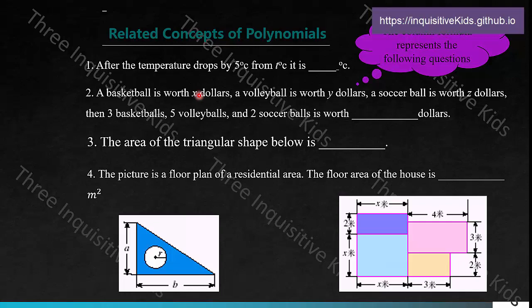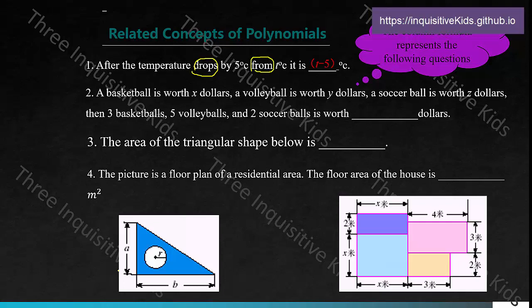So the first problem. After the temperature drops by 5 degrees Celsius from 2 degrees Celsius, it is blank degrees Celsius. Well, it drops, there's a key word there. Drops by 5 degrees Celsius from 2 degrees Celsius. So it drops some degrees from some degrees. So then it's going to be T minus 5 degrees Celsius.